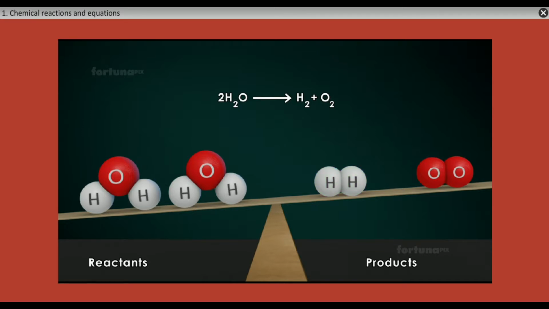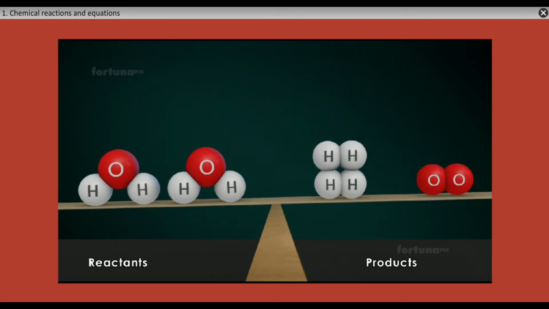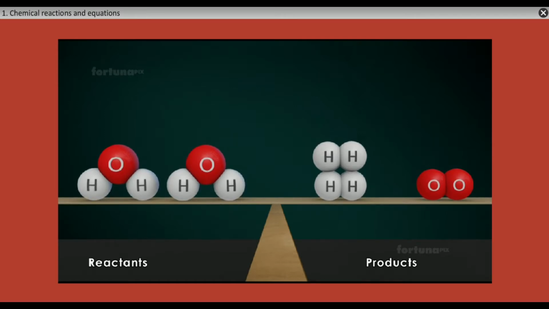To balance the hydrogen on the product side, we'll place a 2 in front of the hydrogen. Now, there are 4 hydrogen atoms and 2 oxygen atoms on both sides. And we have a balanced equation.